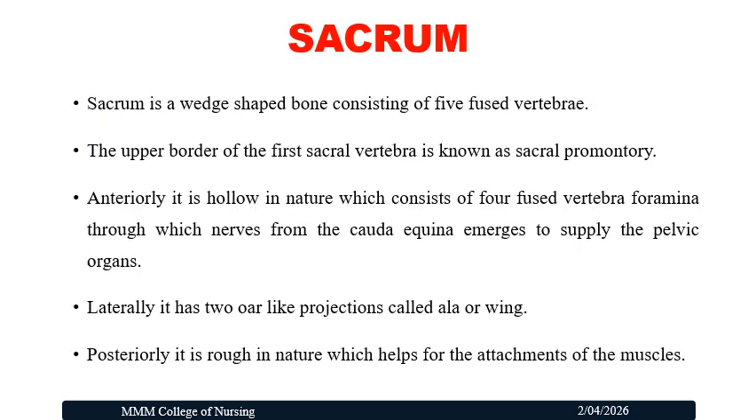Next, sacrum. The sacrum is a wedge-shaped bone consisting of 5 fused vertebrae. The upper border of the first sacral vertebra is known as the sacral promontory. Anteriorly, it is hollow in nature, consisting of 4 fused vertebrae through which the cauda equina pierces and supplies the pelvic organs. Laterally, it has two oar-like projections called the alar wings. Posteriorly, it is rough in nature, which helps in the attachment of the muscles.